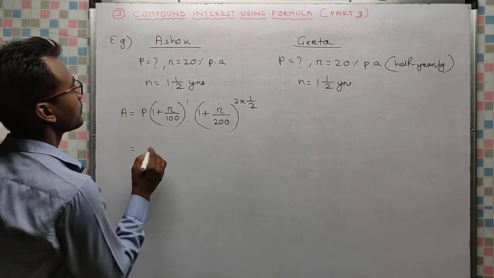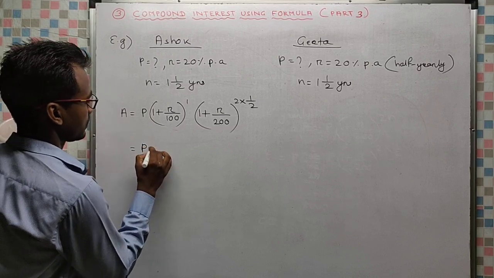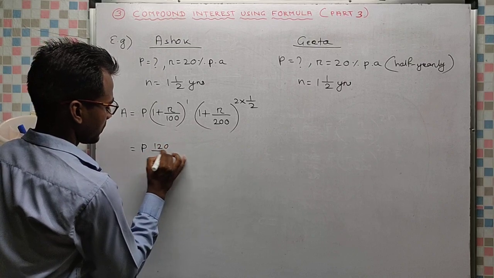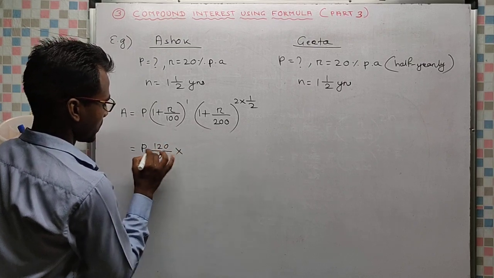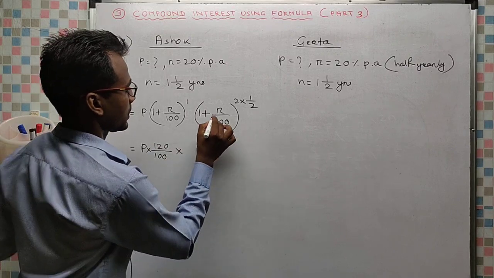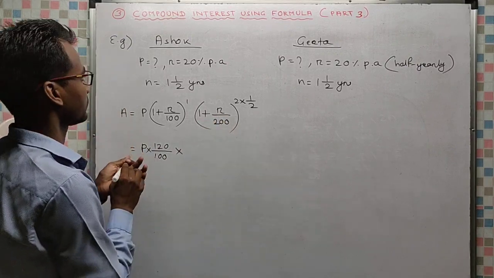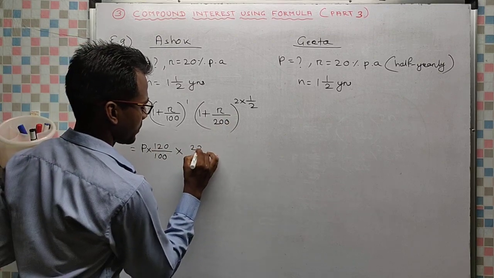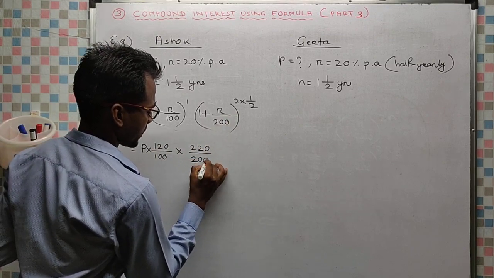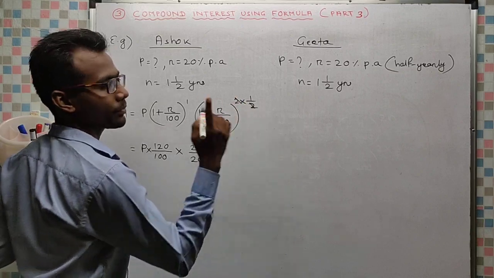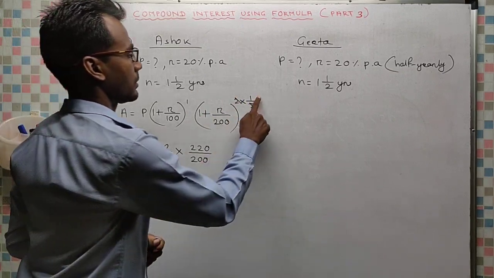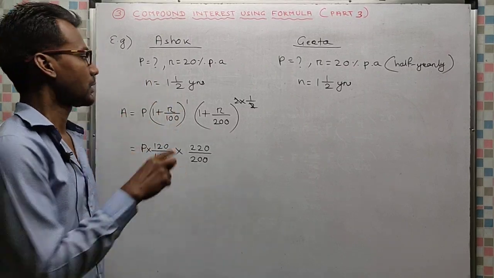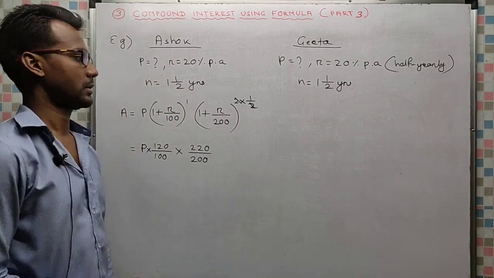Now let us put the values. P we don't know. Rate is 20%, so 120 by 100 into... R is 20. So 20 by 200 means 220 by 200. The 2 cancels, so power 1. Why 1? Because it is calculated only once. For the first year it is calculated once, and for the remaining half year it is calculated once. So 1.